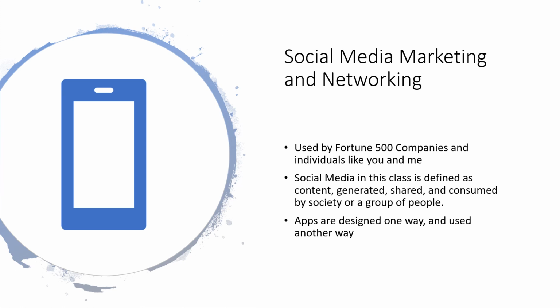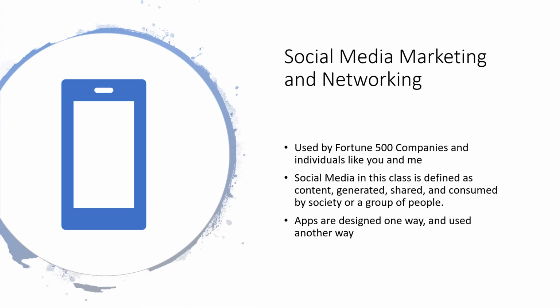So social media marketing and networking encompasses the idea that media now is consumed and shared and produced by the society at large. Not just a couple of individuals or a group of people, but Fortune 500 companies also use social media for the purposes of researching, acquiring information, but also marketing their products. And the effective use of social media to do that encompasses two ideas. First, the understanding of what exactly social media is. And in this class, we define it as content generated and shared and consumed by the society or group of people within a group.